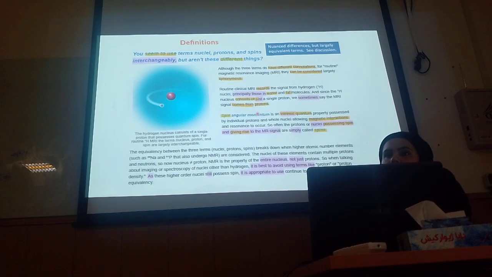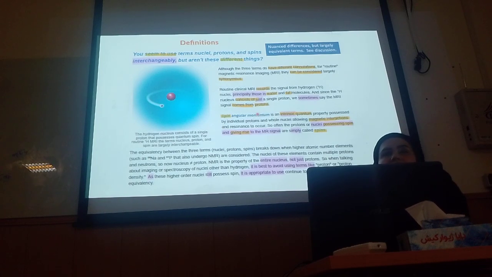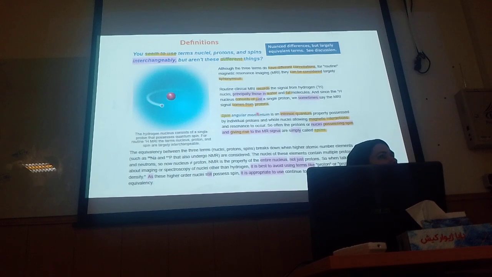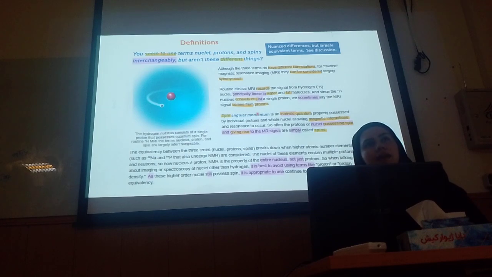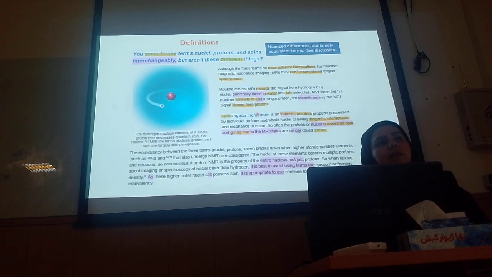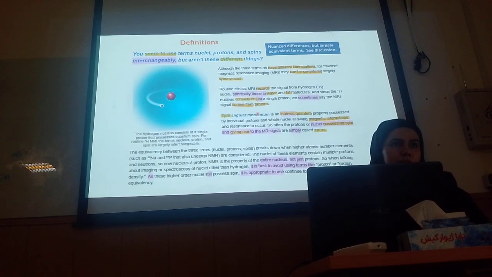Then, what is this spin angular momentum? A spin angular momentum describes a property of each nucleus, whether it can interact with an externally applied magnetic field or not. It defines the magnetic property of each particle.